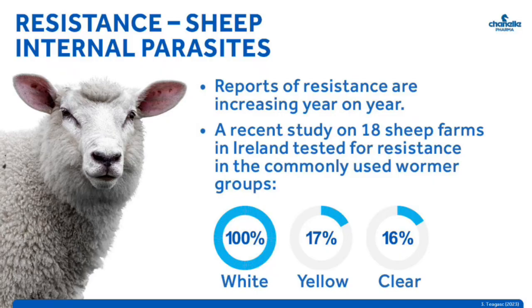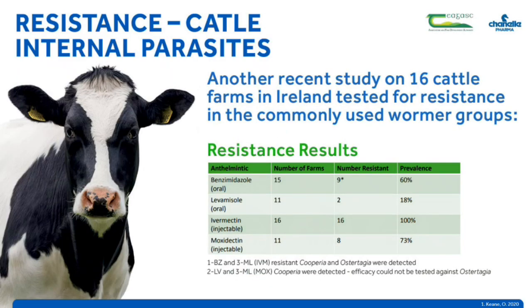So, a concerning result. Another Irish study looked into this issue for cattle farms, and again, the results are concerning. This study looked at 16 farms, again across Ireland, and examined the resistance in the commonly used wormer groups. And here we see benzimidazoles showing a prevalence of resistance at around 60%. Levamisole here was less, 18%, but importantly, ivermectin, 100% resistance rate in this study. Moxidectin, again, very high at 73%. So significant concerns. And these findings are being found in other parts of Ireland and across the UK and Europe as well.